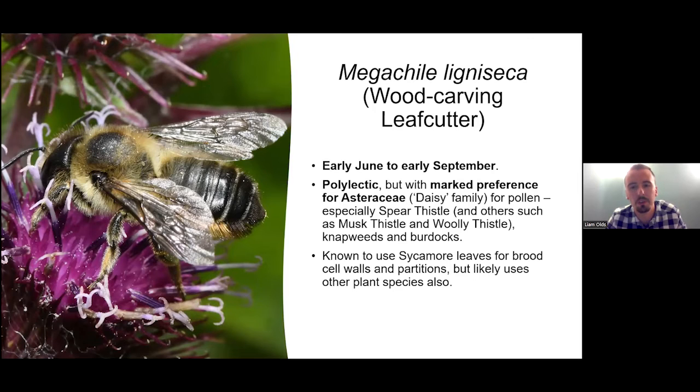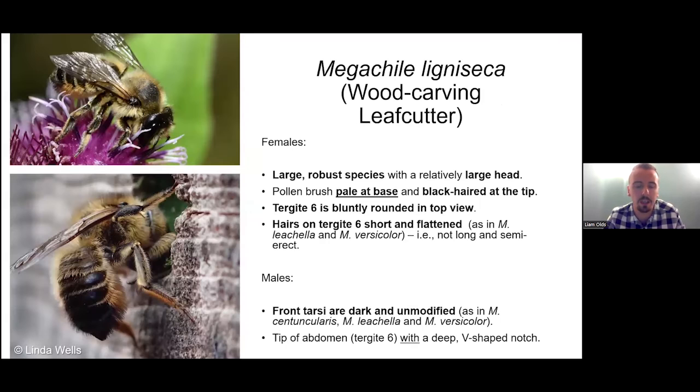And then it's known to use sycamore leaves to line the nest, but it'll also use other things, no doubt as well. But there's not a huge amount of information out there on what some of these leafcutter bees use in the UK to line their nests.